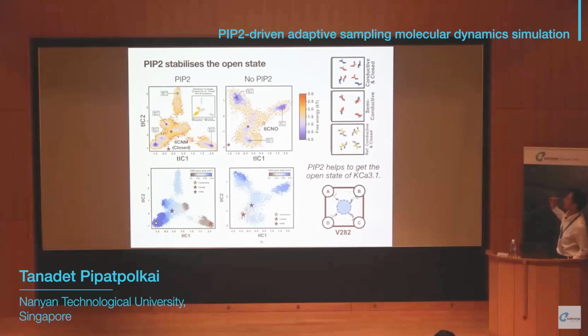The open state for the structure with PIP2 is in the bottom left here. And you can see that it corresponds to the most open conformation. So dark blue suggests the most open, gray is the least open. And if you can see here, without PIP2, you cannot get the structure with the dark blue patches on the free energy landscape, suggesting that PIP2 helps you to gain access to this conformation of the channel.